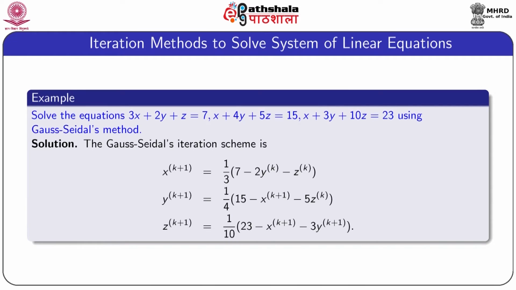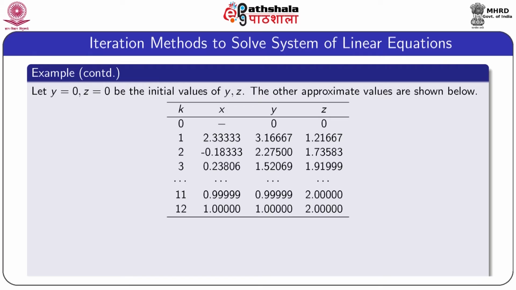But we consider the following Gauss-Seidel iteration scheme to find the values of x, y, z. The first iteration scheme is obtained from the first equation, the second iteration scheme for y is obtained from the second equation, and the third is obtained from the third equation to calculate the (k+1)th iteration value of z. Here also we take y equal to 0 and z equal to 0 as the initial values, and the other approximate values are shown in the following table.